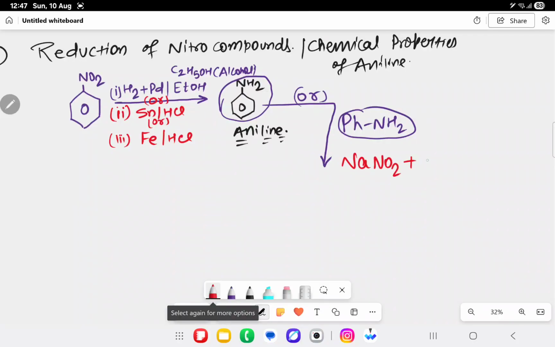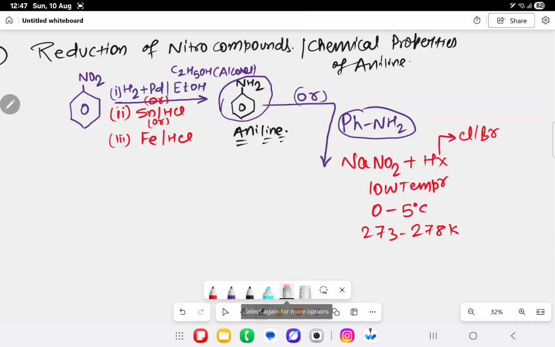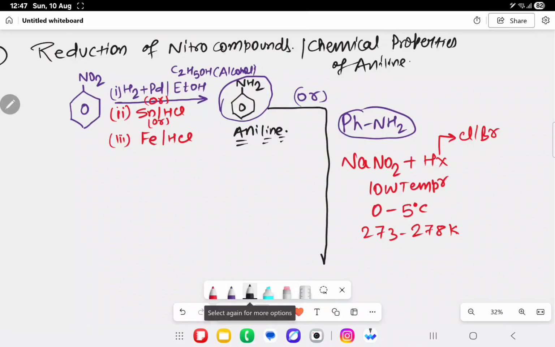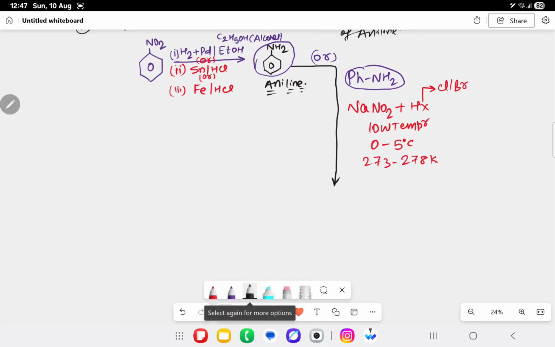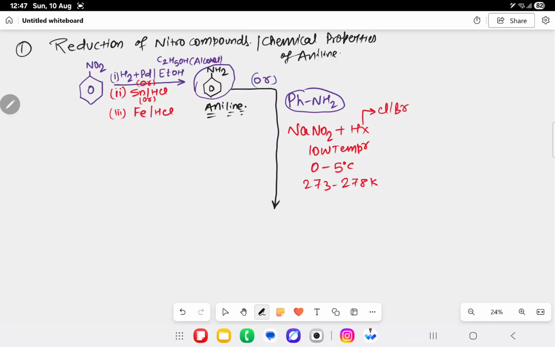Now that aniline will react with NaNO2 plus HX, where X should be chlorine or bromine. Don't try to take iodine, and always take low temperature. Low temperature means approximately 0 to 5 degrees Celsius, that is 273 to 278 Kelvin. So if you take aniline at this low temperature, then aniline is going to be converted into benzene diazonium salt.